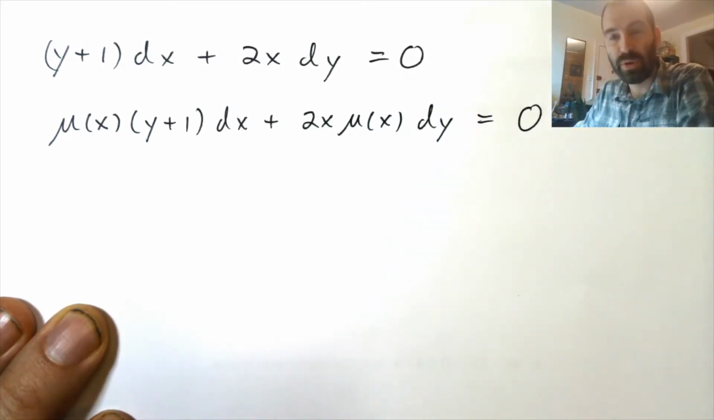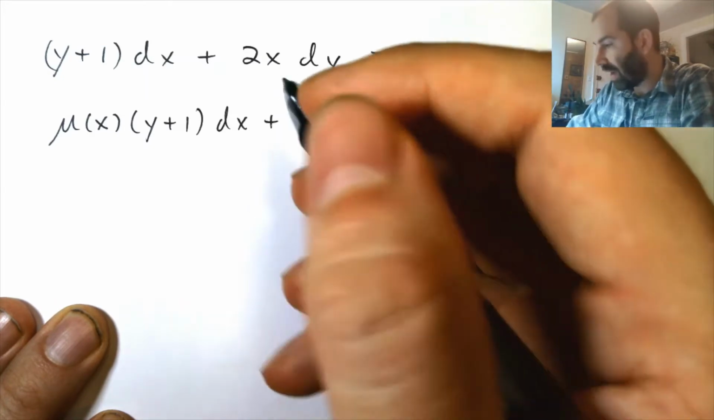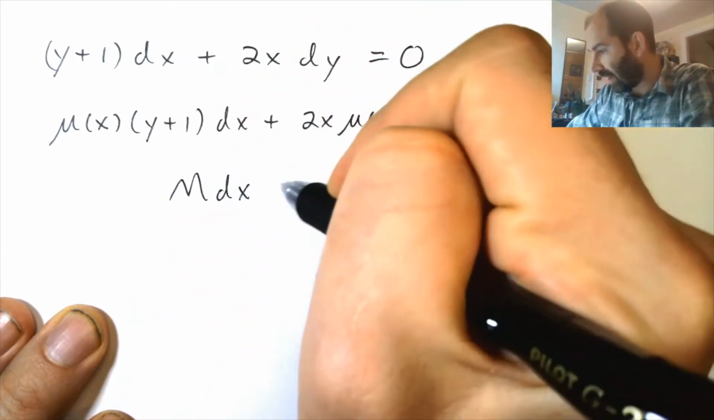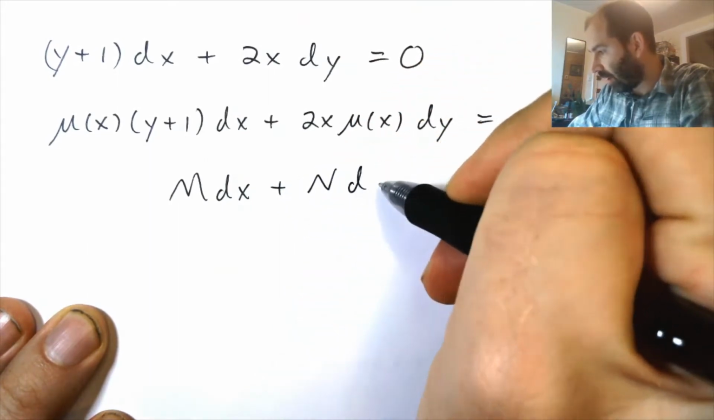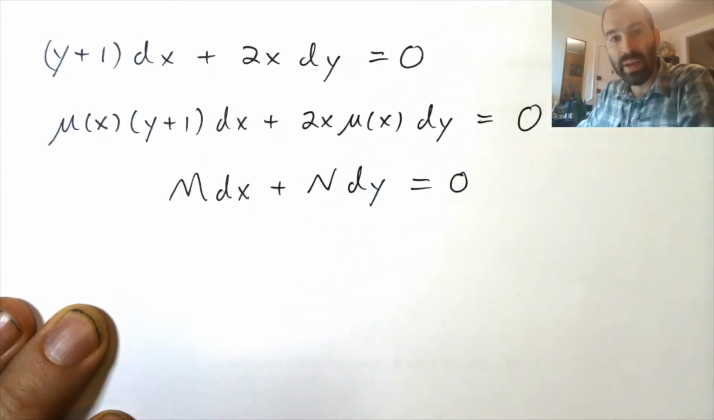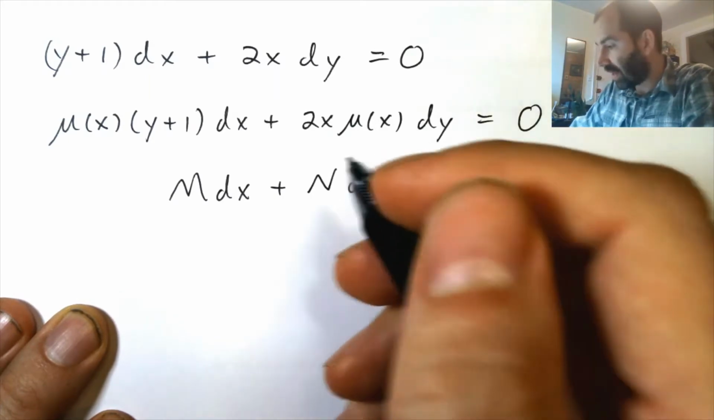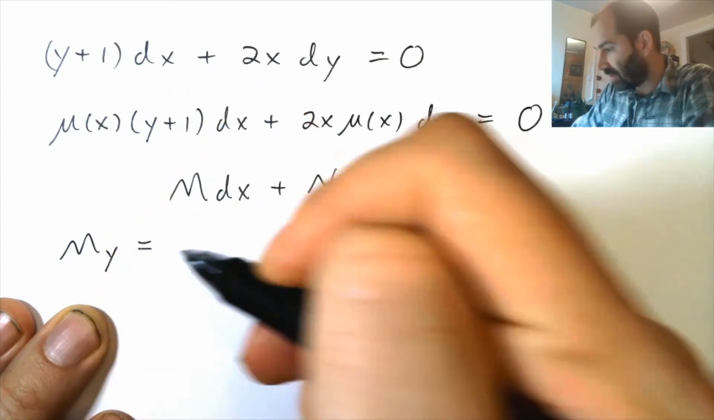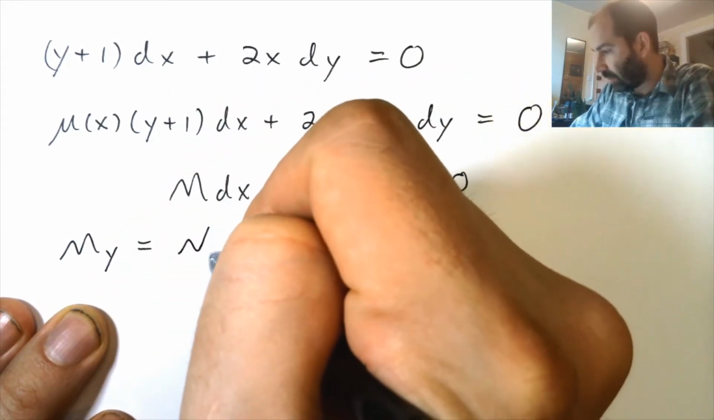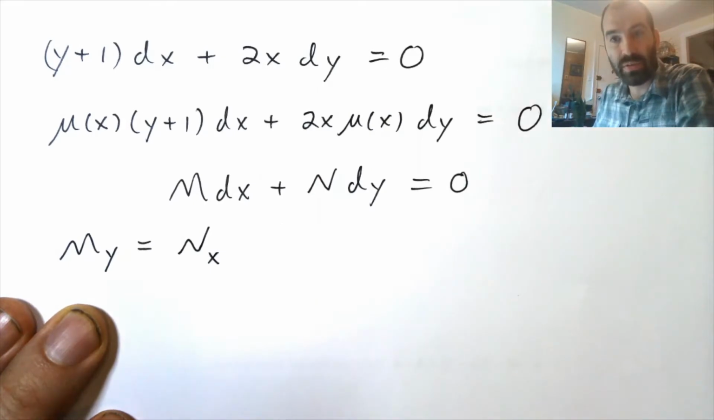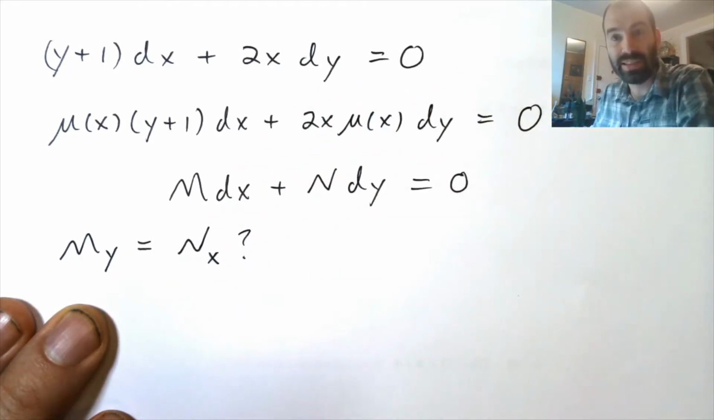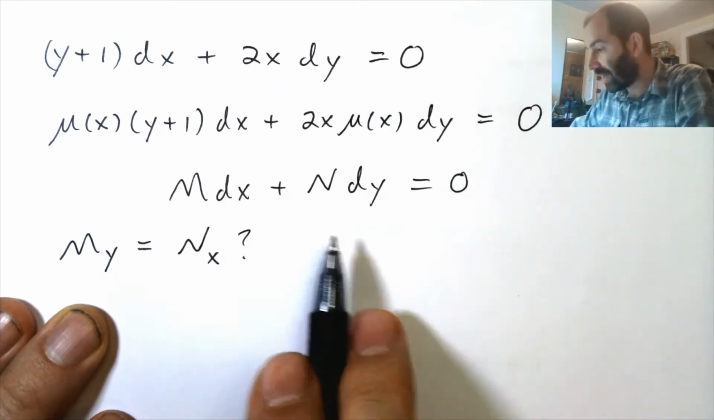Okay, so we have this differential equation of the form M dx plus N dy equals 0. Now to test this for exactness, as we talked about in the last video, we need to check whether M_y, the y derivative of M, is equal to N_x, the x derivative of N. If that's true, then the differential equation is exact.